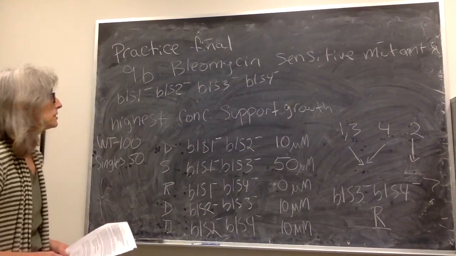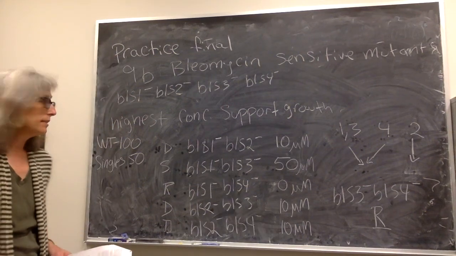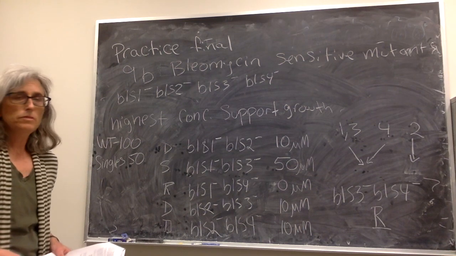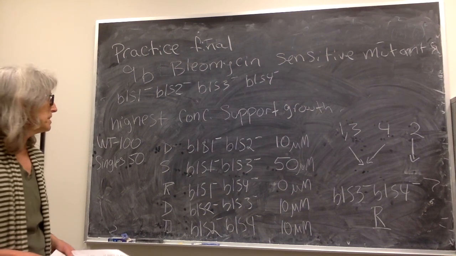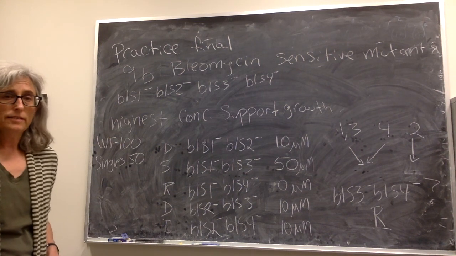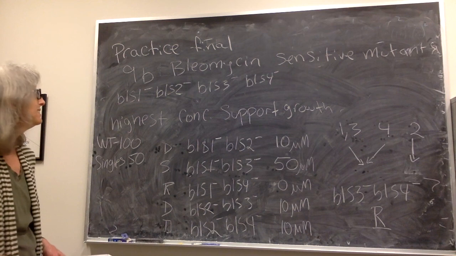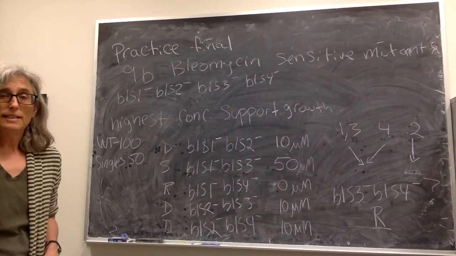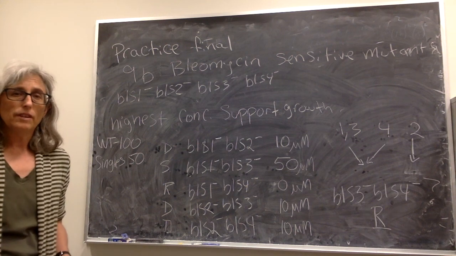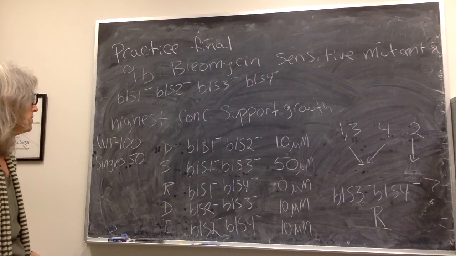Okay, so this is question 9b from the practice final, and this is the case where you've isolated 4 mutants that all give basically the same phenotype. All of them have increased sensitivity to a drug called bleomycin, which is a DNA damaging agent. So presumably these are genes that are involved somehow in DNA damage repair.